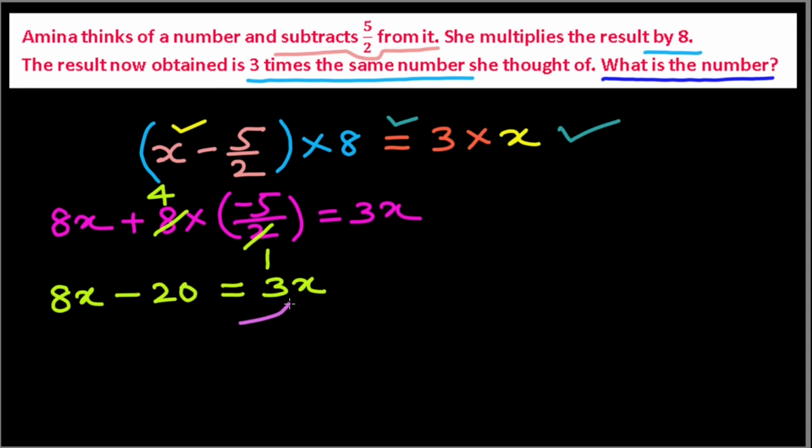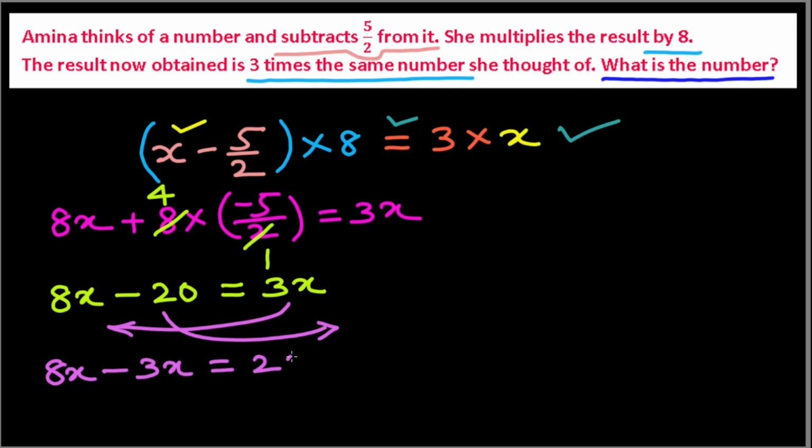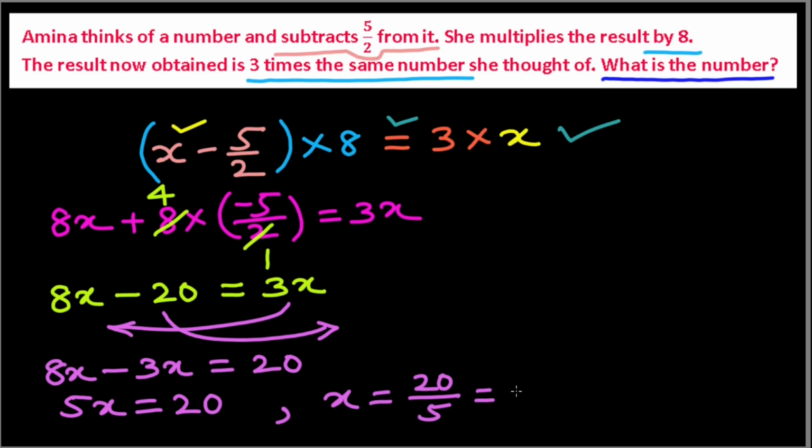We will send this 3x to the left hand side and this minus 20 to the right hand side. So it will be 8x minus 3x equals 20. So that will be 5x equals 20, or it will be x equals 20 by 5, that is 4. So the number that Amina thought of was 4.